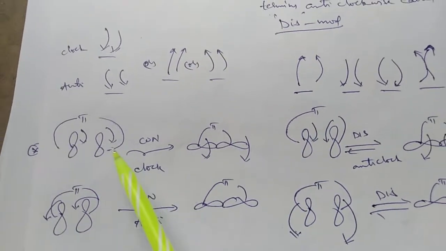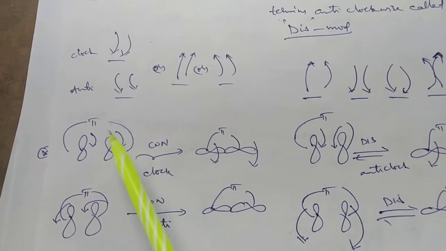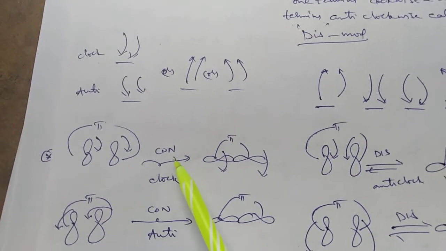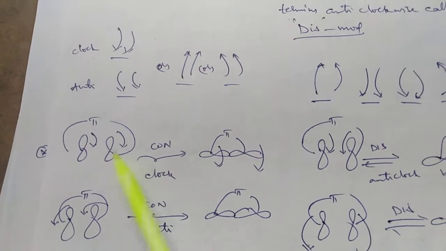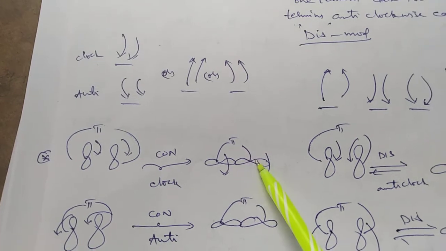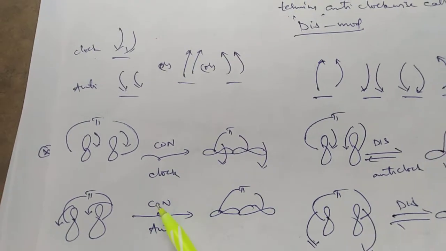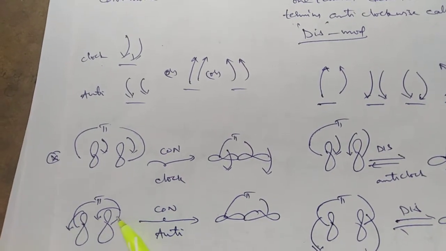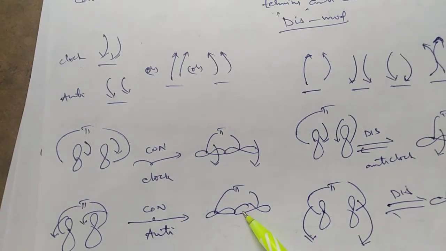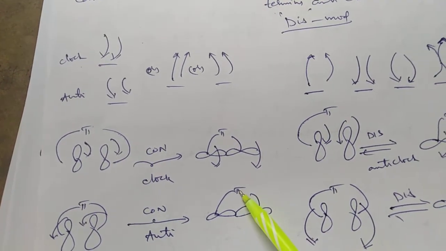For example, the pi bond between two vertical orbitals. If we do the con rotation in clockwise direction, there develops a bond between these horizontal orbitals. If we do the con rotation in anti-clockwise direction, a new bond will be formed between the pi bonds.